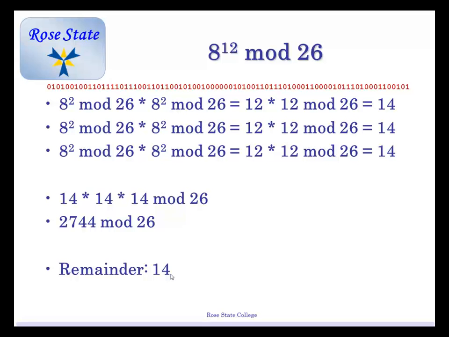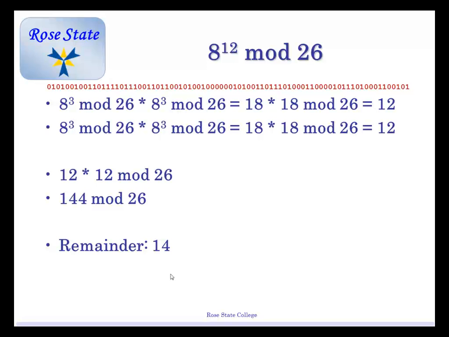So what we did is we broke the 12 into 2s. We could have also broken it into 3s instead. So we could have done 8 cubed mod 26 times 8 cubed mod 26. So 64 times 8, whatever that comes out to be, mod 26, ends up being 18. So 8 cubed mod 26 is 18. 18 times 18 mod 26 is 12. Then it's 12 times 12 mod 26, which is 144 mod 26, which is 14.